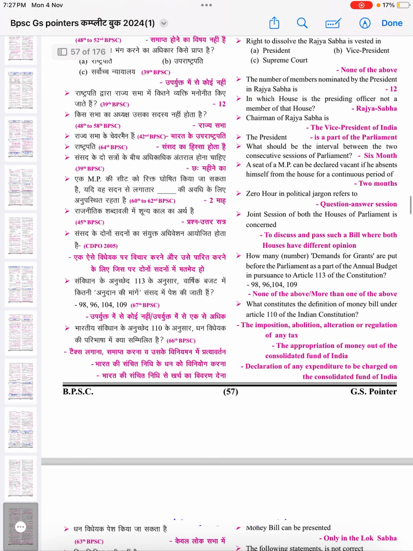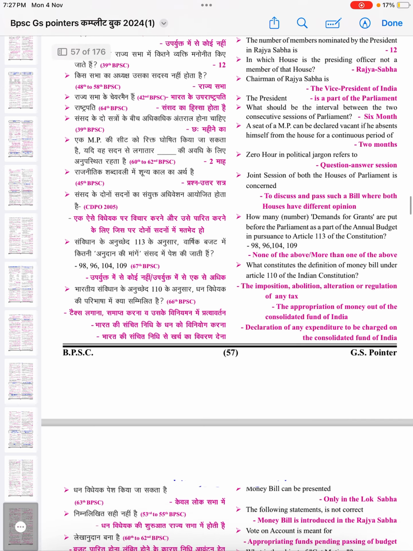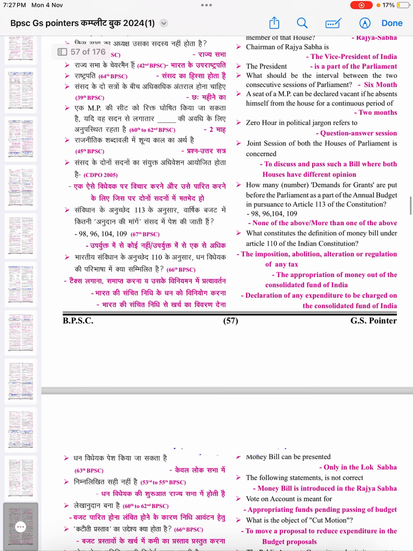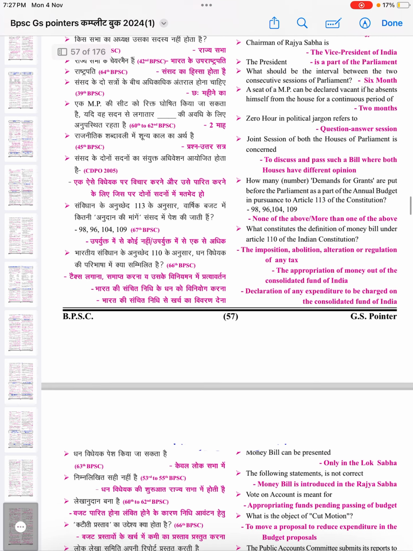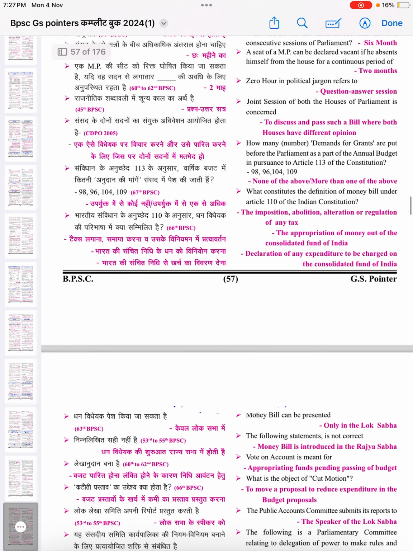The President is a part of the Parliament. The interval between 2 consecutive sessions of Parliament should be 6 months. A seat of an MP can be declared vacant if he absents himself from the house for a continuous period of 2 months. Zero hour in political jargon refers to the question answer session. A joint session of both Houses of Parliament is held to discuss and pass a bill where both houses have different opinions.